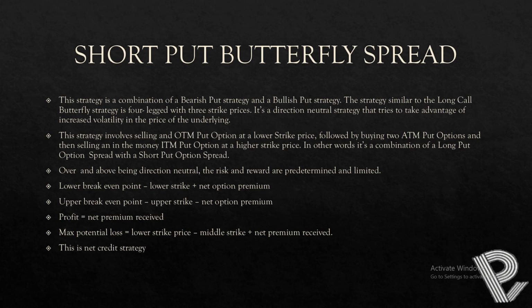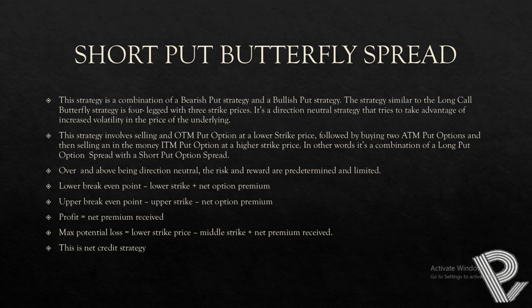This strategy involves selling an OTM put option at a lower strike price, followed by buying two ATM put options and then selling an in-the-money ITM put option at a higher strike price. In other words, it's a combination of a long put option spread and a short put option spread. Over and above being direction neutral, the risk and reward are predetermined and limited.